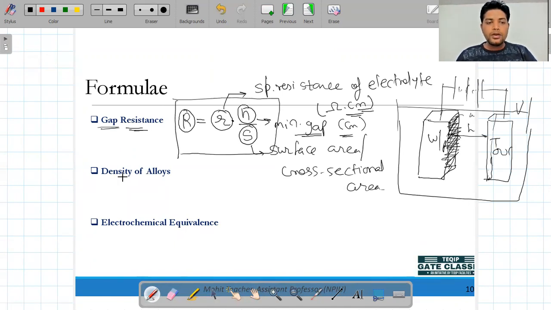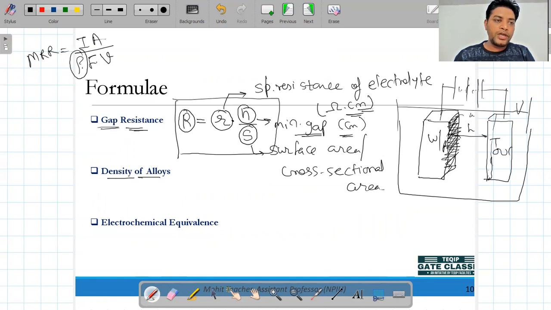Next is the density of the alloys. Last time we discussed in the material removal rate that MRR is given as I into A upon rho into capital F into V, where rho we took as the density of the material. But for example, all of you are aware of this workpiece we use as a tool in the conventional machining operations.